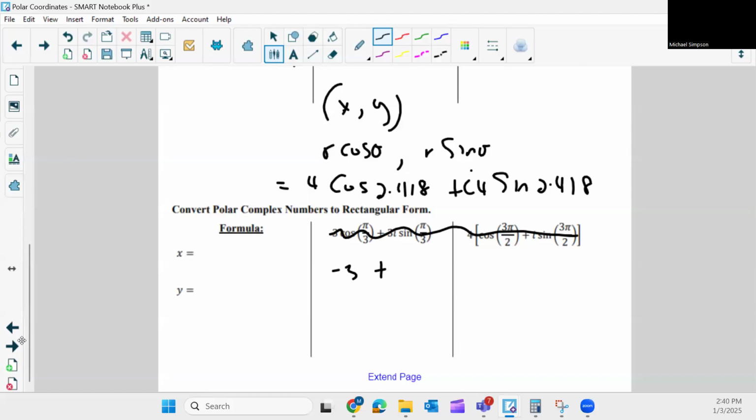Plus 4 sine of 2.418 now. Sine of 2.4186, I'll use a 6. Shouldn't give me much difference. And that's going to be times 4. That gives me 2 point, so it's going to be 2.64. I'm going to truncate it, and make sure you put the i right. That's it in complex form.